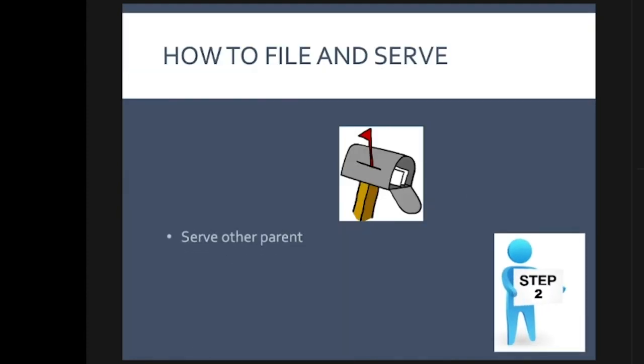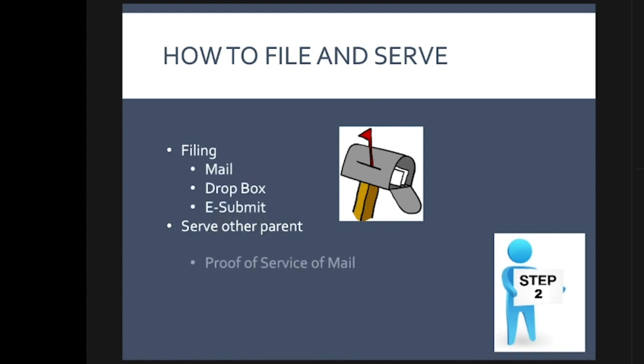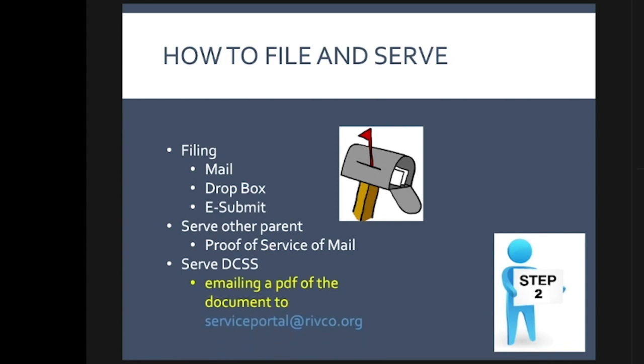Step 2 in the process is to serve the paperwork on the other parent and DCSS, and then file the paperwork with the court. You can serve the paperwork on the other party by either having someone 18 or older who is not you hand deliver the paperwork that you'll be filing to the other party or mail the paperwork to the other party. Then complete the proof of service by mail or personal service. To serve DCSS, you can email a PDF of your documents to serviceportal@rivco.org.